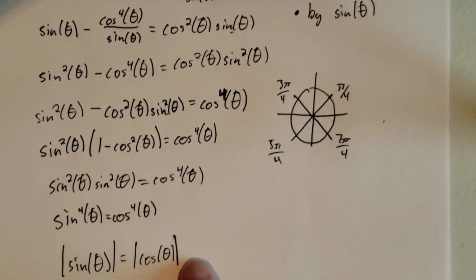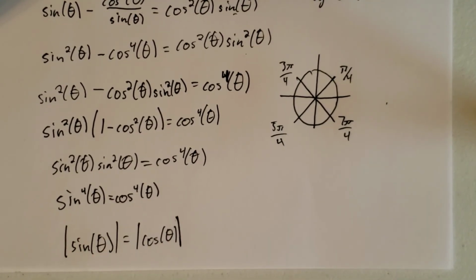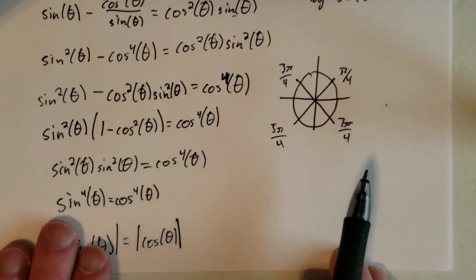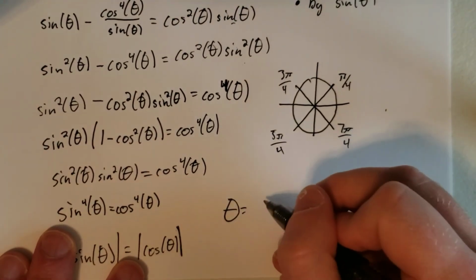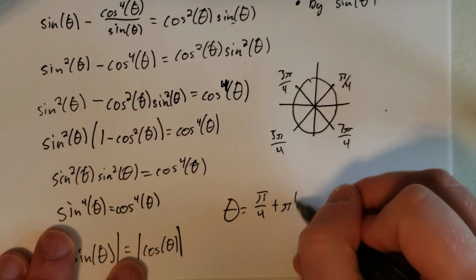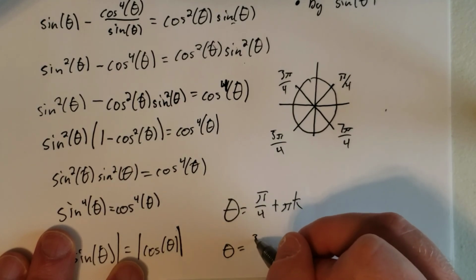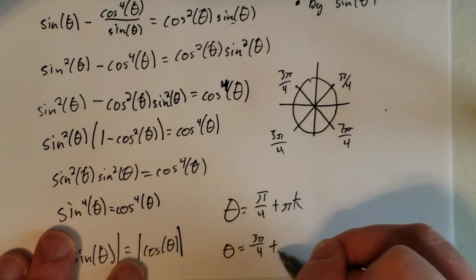And recall that that's really the solution to our equation that we got. So what are those thetas? Well, those thetas are pi over 4 plus pi k and 3 pi over 4 plus pi k.